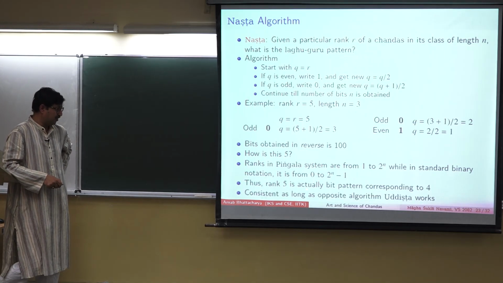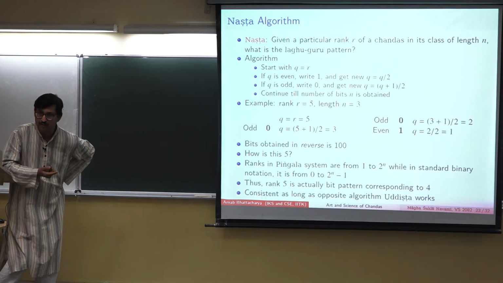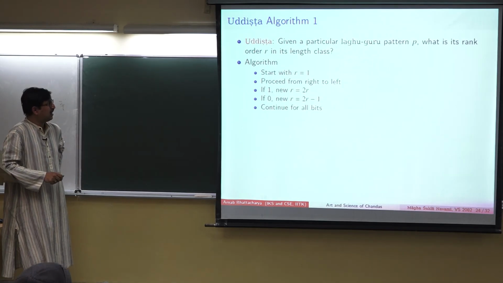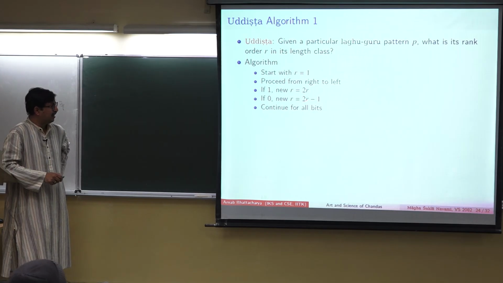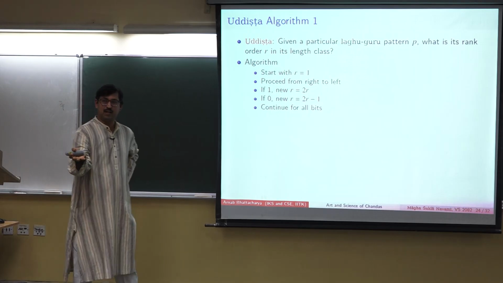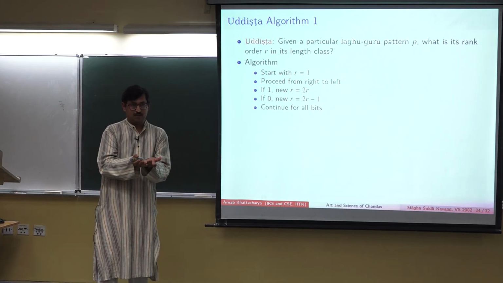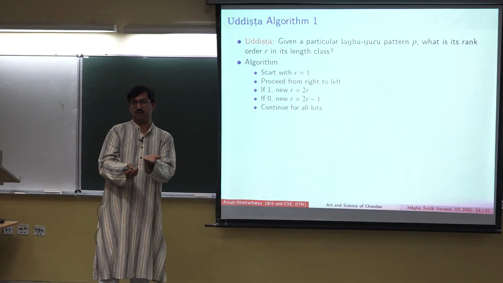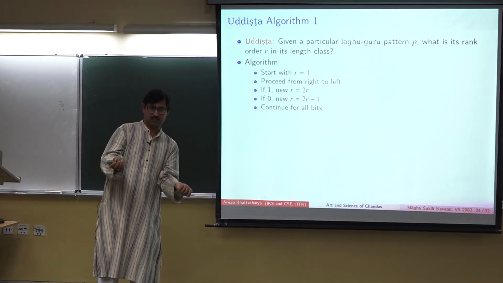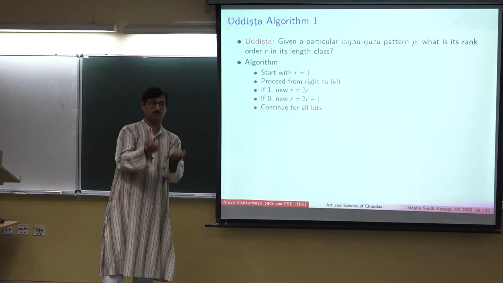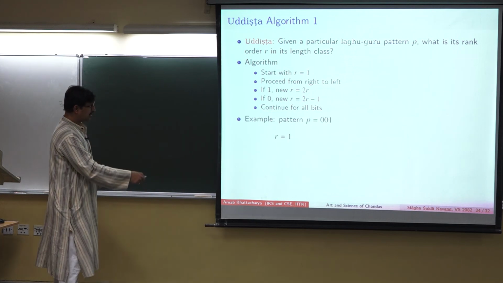And this is consistent, of course, as long as the opposite algorithm works. So if you give 0 0 1, it should give you back 5. You should not now say this is 4 or 1 or something. So how does the Uddishta algorithm do this? It's exactly the same thing, the other way around, you multiply by 2 again. So given a bit pattern, how do we get the decimal number? Standard form. Keep multiplying by 2, right? Start from the least significant bit, the last bit, and keep multiplying by 2.